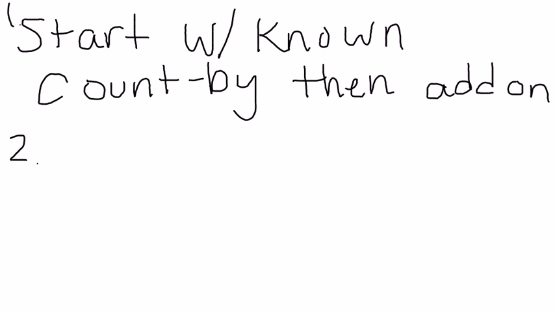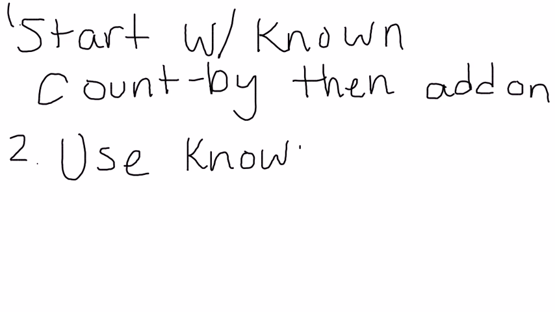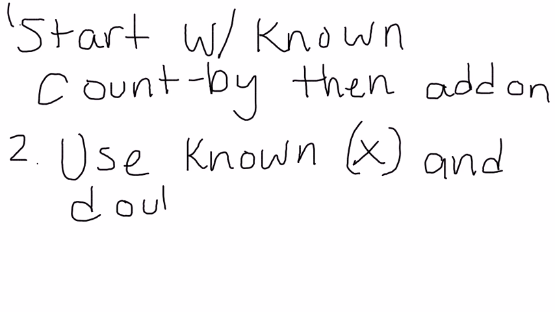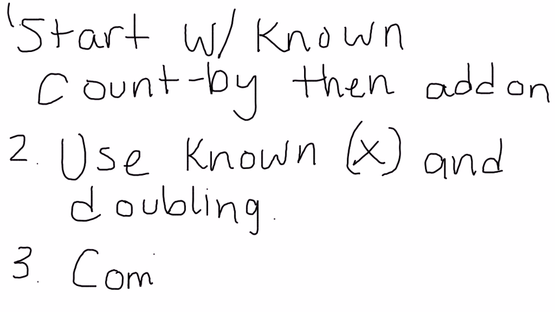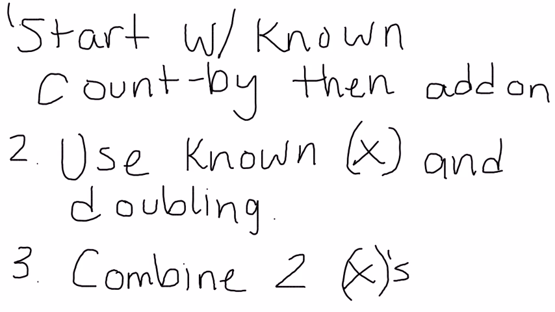Alright, the second way we talked about was using known multiplication and doubling. So use known, and I'm just going to do the x for multiplication and doubling. Alright, and the third way that we just talked about was combining 2 known multiples. So combine 2, and I'm going to do the x for multiples.